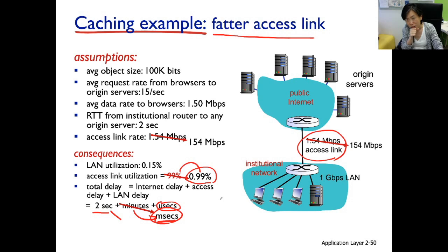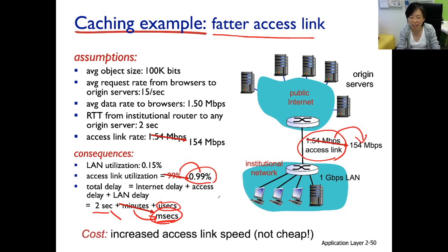Is there any catch? If you think about it, bringing the access link capacity up 100% is actually not cheap. So increasing access link speed, no, not cheap. You need to purchase the new cables, of course, but you might also need to do groundwork. Remove the old cables, install new ones. Just think about the labor cost there.